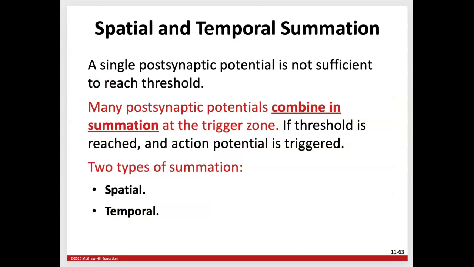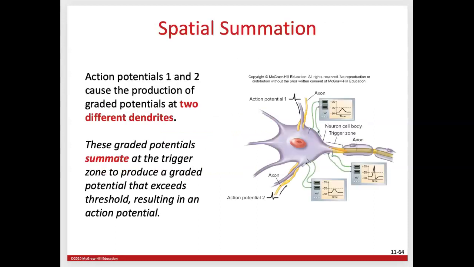So, spatial and temporal summation. A single postsynaptic potential is not sufficient to reach threshold. Many postsynaptic potentials combine in what is referred to as summation at the trigger zone. And if threshold is reached, an action potential is triggered. There are two types of summation, spatial and temporal.